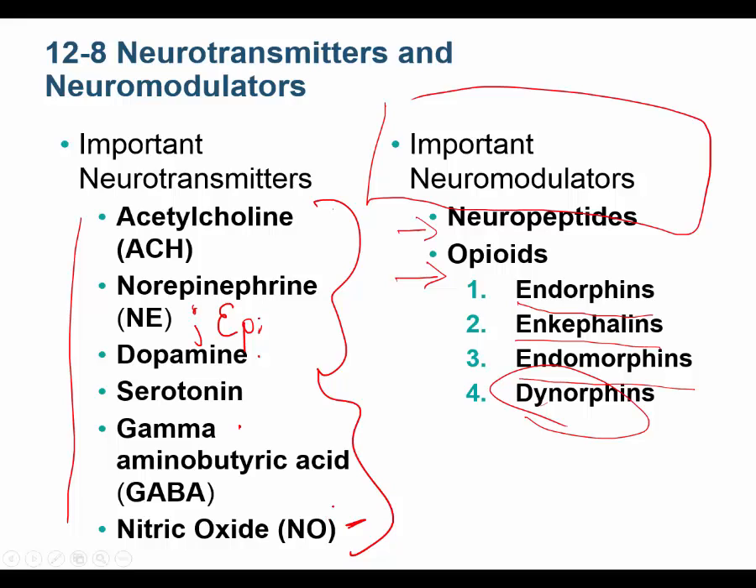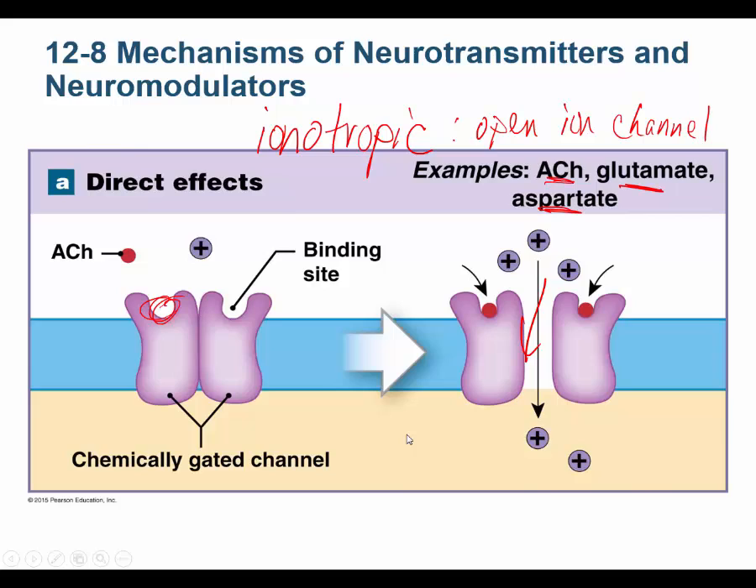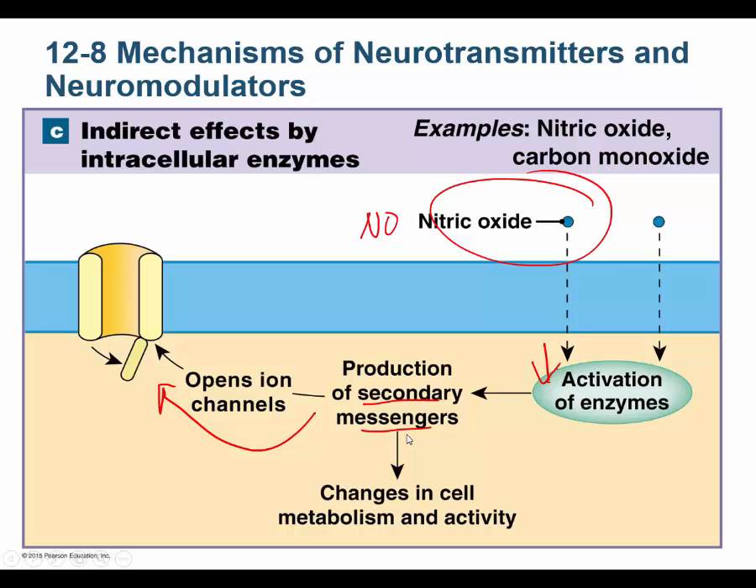So I told you that these are pretty important neurotransmitters, and they have different effects. And there you go. We just about covered that whole list, just talking about some direct effects and two types of indirect effects.